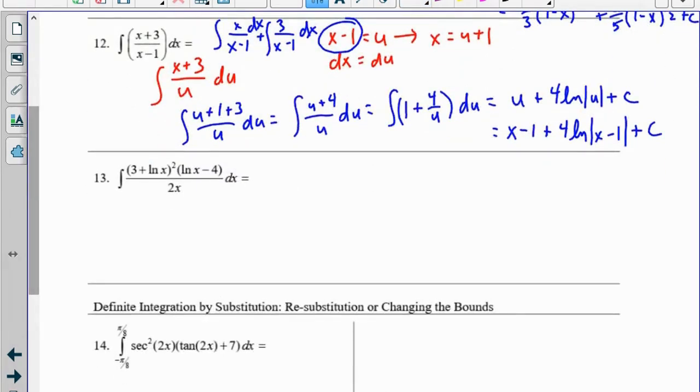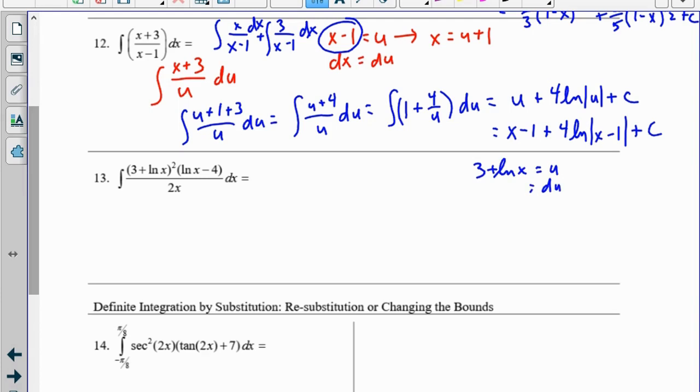All right, let's take a look at problem 13. There's a lot of complicated stuff. Again, if I just make u equal to x, that won't do anything. So I'm probably going to have to choose one of these terms with the natural log of x in it. So I'll choose the one that's squared. So 3 plus the natural log of x equals u.